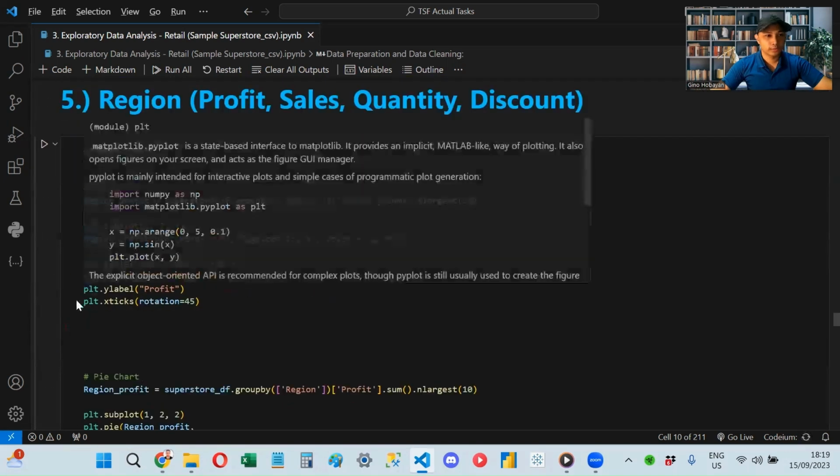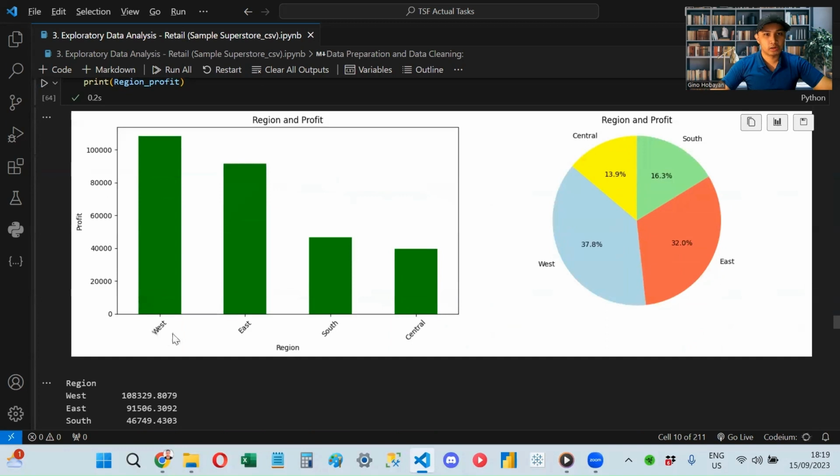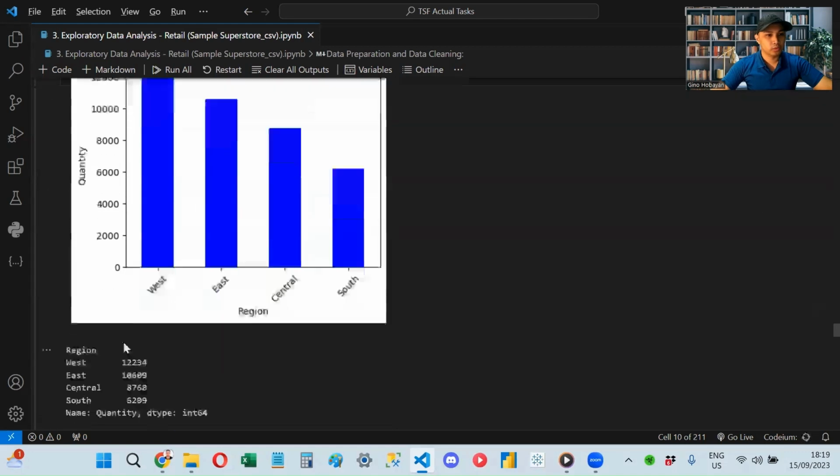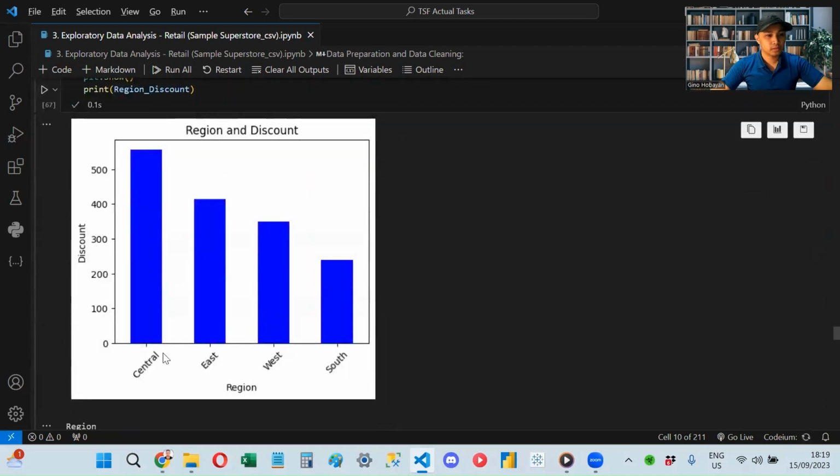So for region, these are our most profitable regions, starting with West, followed closely by East, and our worst performing is Central. So for sales, West is the top. Quantity, West. For discount, Central.